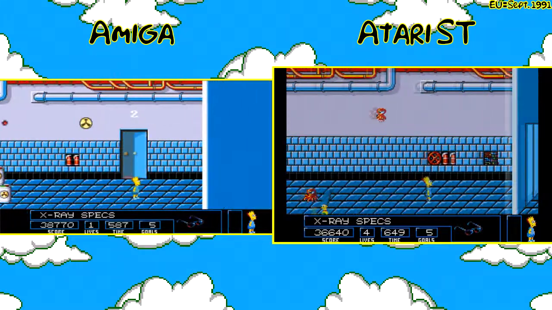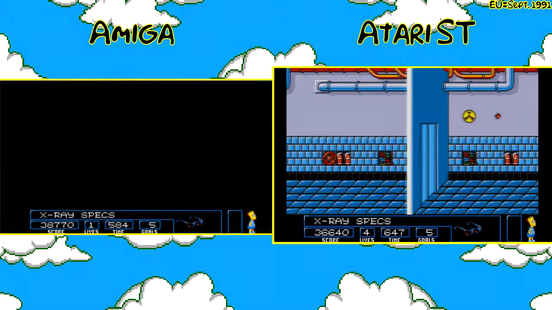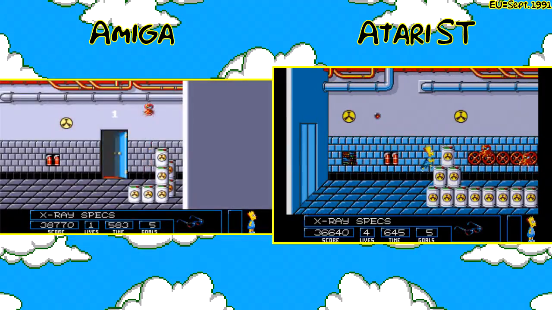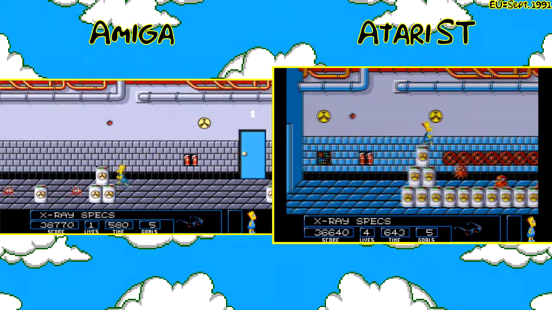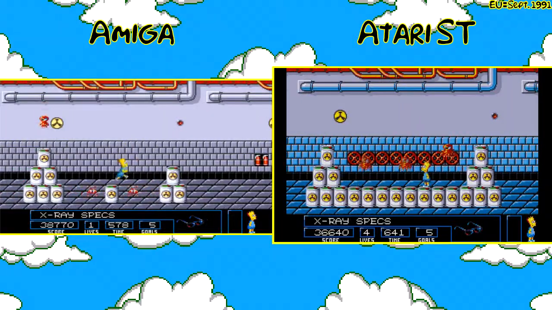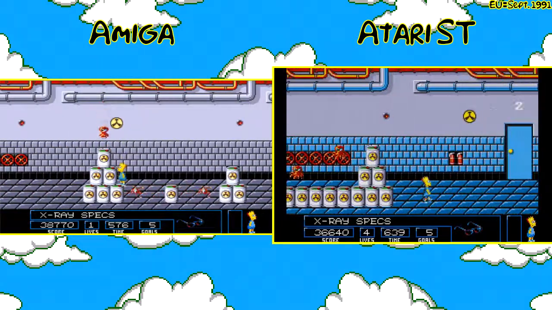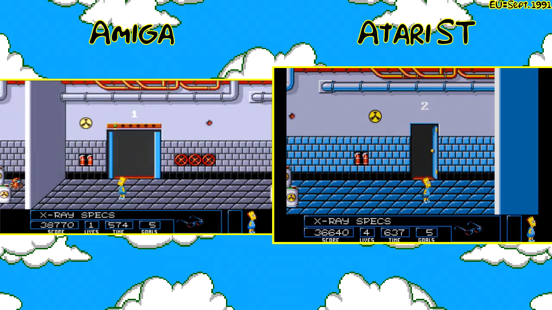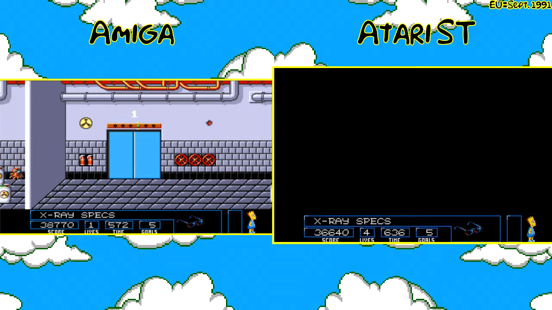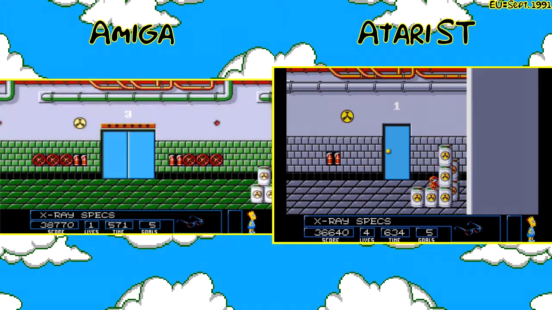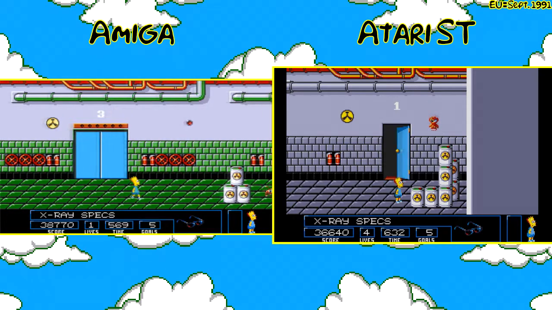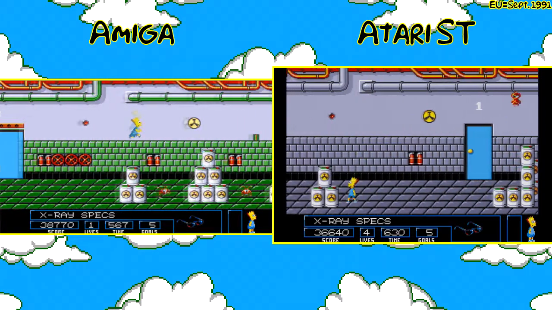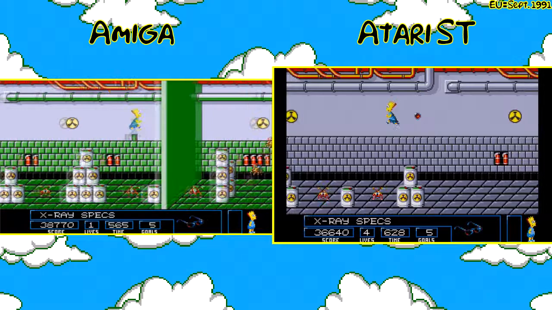So 5 more power rods to go. Amiga is currently going to the final location, and again, just pay attention to just how blazing fast Amiga goes and how slow the Atari one is. There you can see Bart going ahead of the camera. Camera slowly trying to reach Bart.